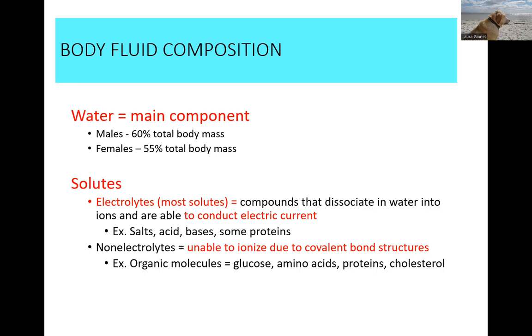Solutes are all the different electrolytes that can be found. And now we're at this point in A&P2, we're familiar with all these different electrolytes: sodium, potassium, magnesium, phosphate ions. We have bicarbonate ions, and so forth. Non-electrolytes are unable to ionize due to covalent bond structures, and those would be things like the organic molecules that we looked at in digestion in the chemistry lab in A&P1: glucose, amino acids, proteins, cholesterols.